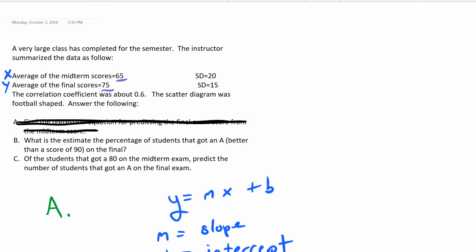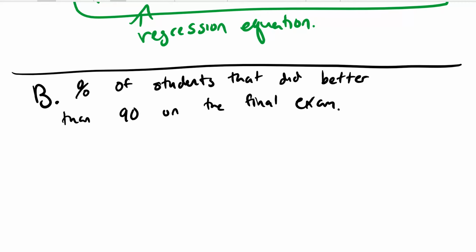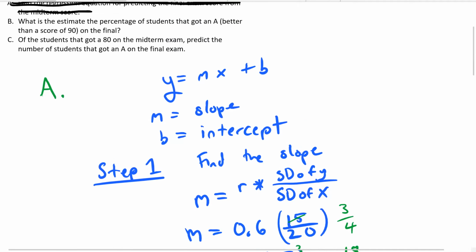Now for part B, what is the estimate? We want to estimate the percentage of students that got an A, which is better than 90 on the final exam. For this part, we just need the average and standard deviation of the final. The average of the final was 75. The standard deviation was 15.